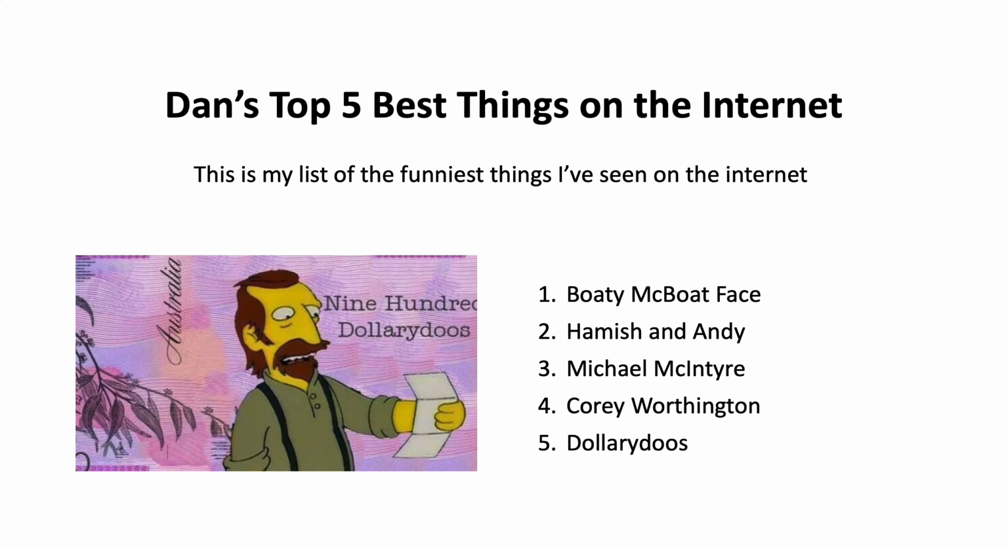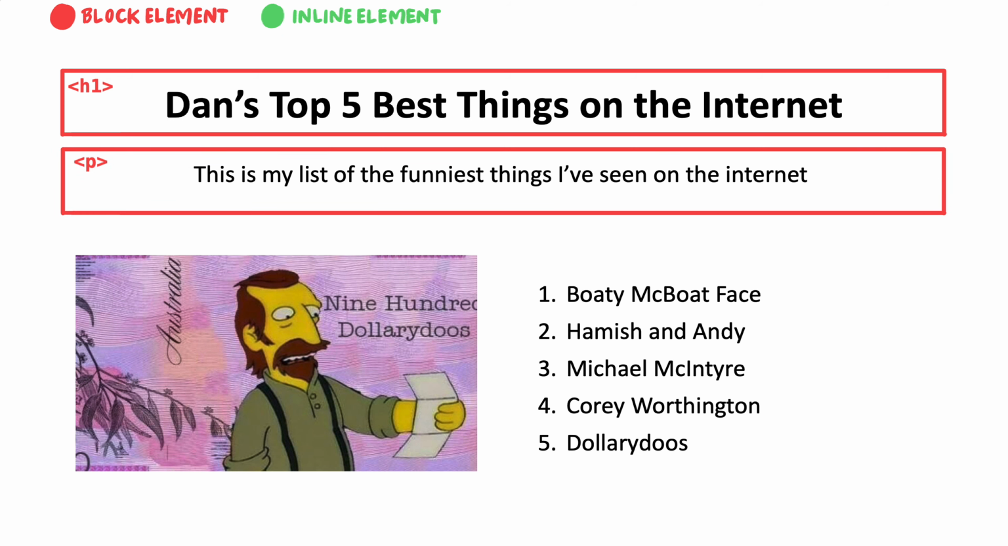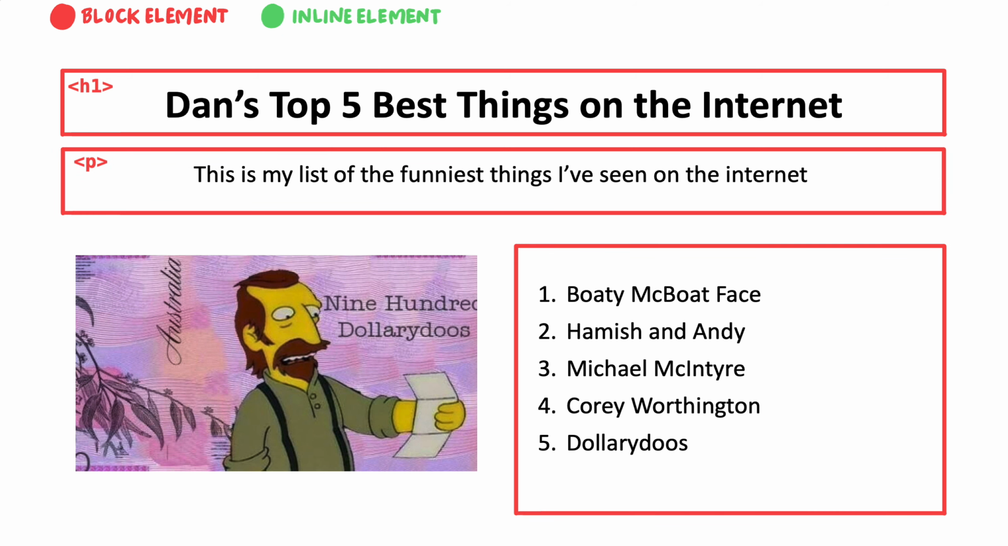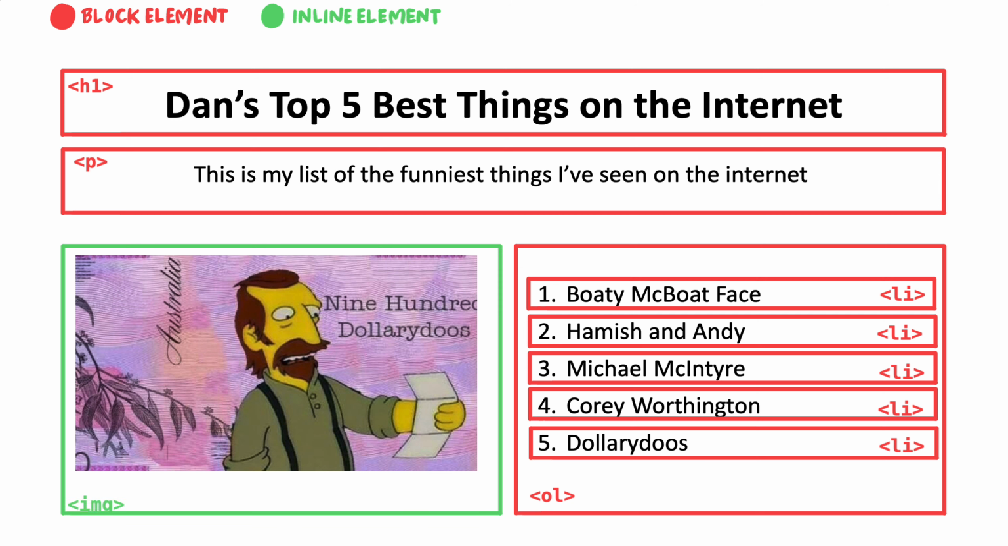You might remember at the start of the HTML section, I used this PowerPoint slide of my top 5 best things on the internet as an analogy to explain HTML. I now want to extend this analogy to show you how CSS can influence styling. The first thing we'll do is identify the block and inline elements. I'll have this key at the top with block elements in red and inline elements in green. The heading is an H1, so it's a block element. The paragraph is also a block element. Over here we have an ordered list, which is a block element, and each list item within the list is also a block element. And finally, the image on the left is an inline element.